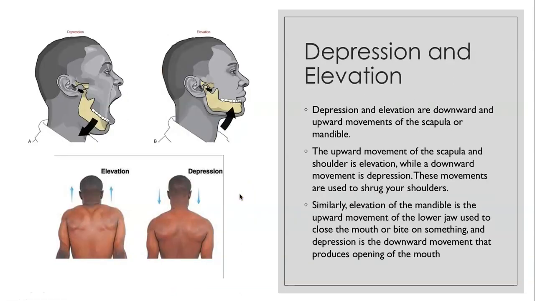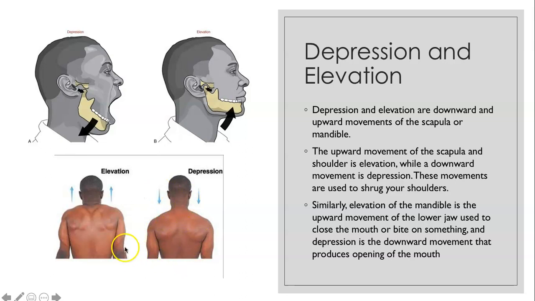The next is depression and elevation. Depression and elevation are downward and upward movements of the scapula or the mandible. Just like we talked about in the last one, this can be done in both the scapula and the mandible. So when you have the upward movement of a scapula, like in this picture right here, that's called elevation, and a downward movement is called depression.